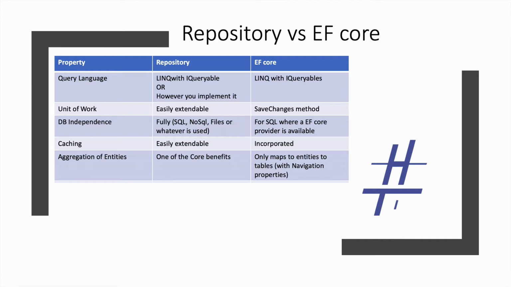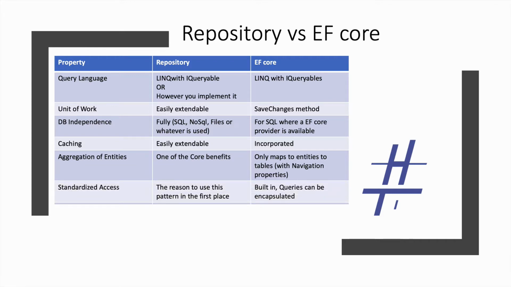And this is why I tend to use them a lot in very complex domains. Then we have standardized access. This is one of the reasons why you would choose the repository in the first place. And for Entity Framework Core, this is sort of built in. The only problem is that you have to repeat all of the queries over and over again, but you can easily change this by having some extension methods or some utility class which encapsulate this, or use the query object pattern. But with the repository, you can't go wrong on this one.